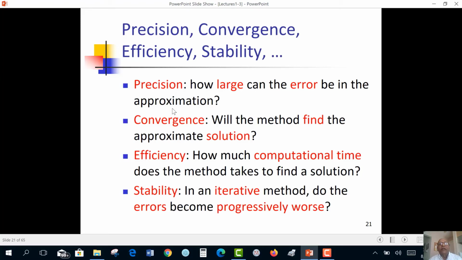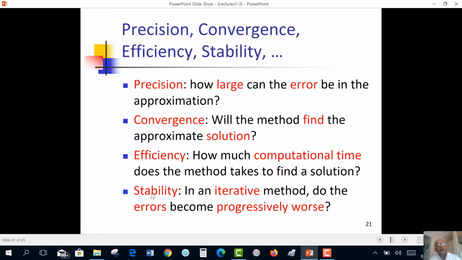Of course, we are using a method to get this approximation. So we are also interested in convergence. Will the method find the approximate solution? Will it converge? There may be certain conditions when it would or would not. We are also interested in efficiency. How much computer time will the method take to find a solution? Some methods may be better than others for a given problem. So we would like to know, therefore, the efficiency of a method.